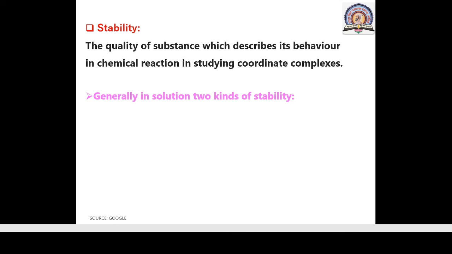Basically, in solution, there are two types of stability. First is thermodynamic stability and second one is kinetic stability. So let's see first thermodynamic stability.